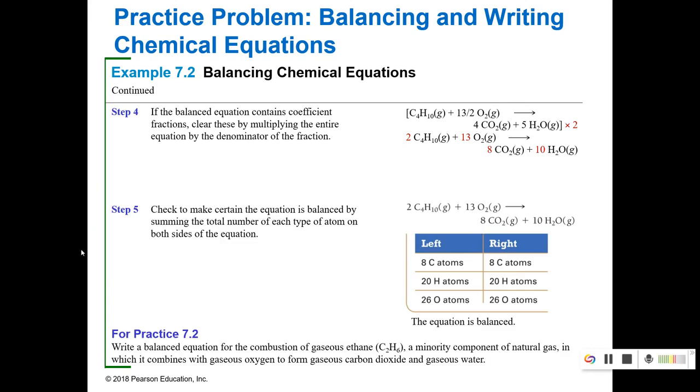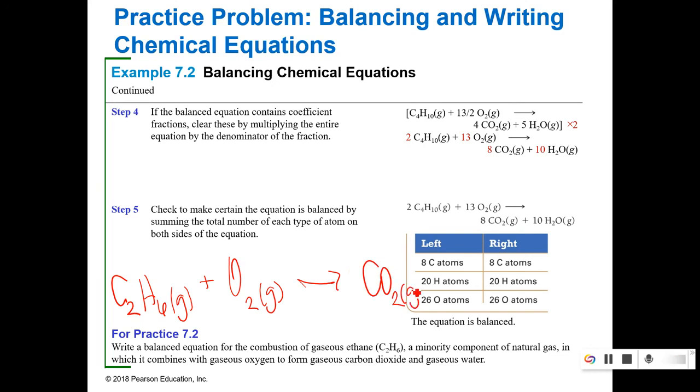Okay, one more. Combustion again. I've got ethane plus oxygen gas yields carbon dioxide and water. Again, I'm going to focus on putting a 2 here in front just to make it easier. So now I have 4 carbons, and now I have 12 hydrogens. So 2 oxygens, I've got 8 and 6. 8 and 6 is 14, so this must be a 7.